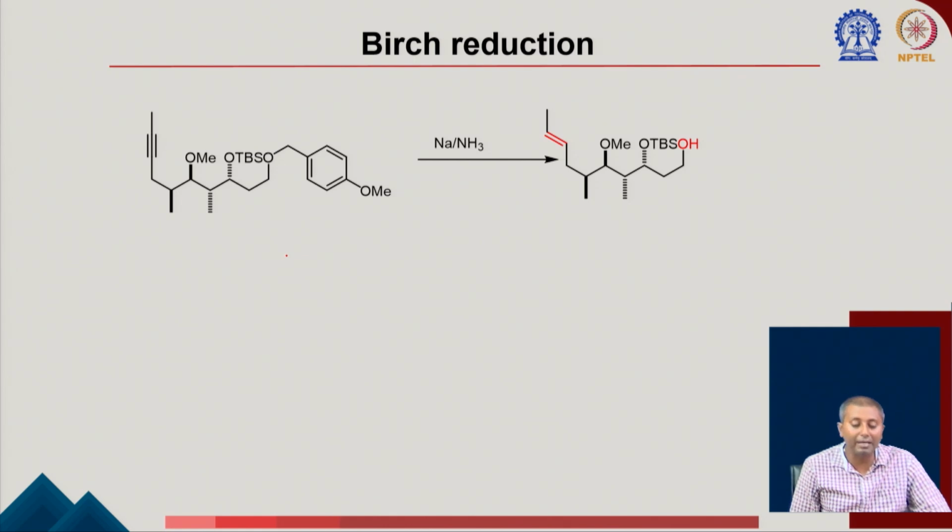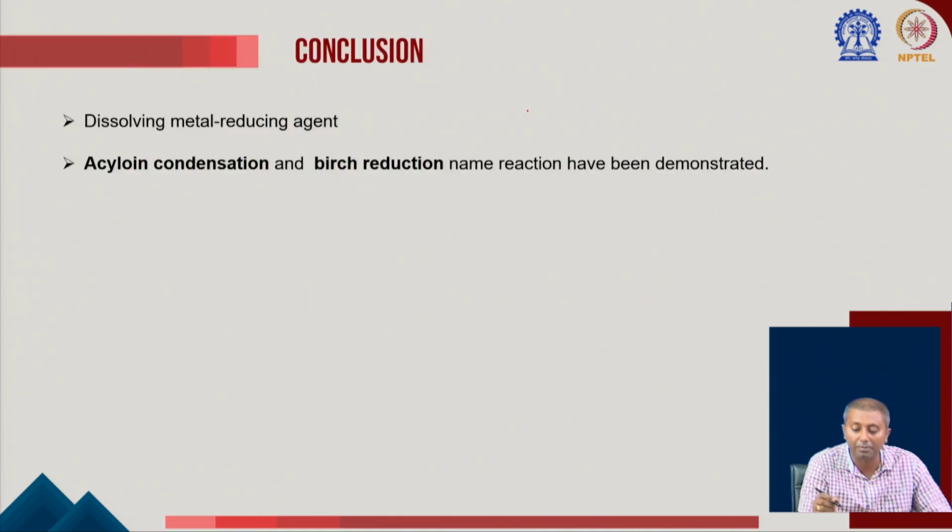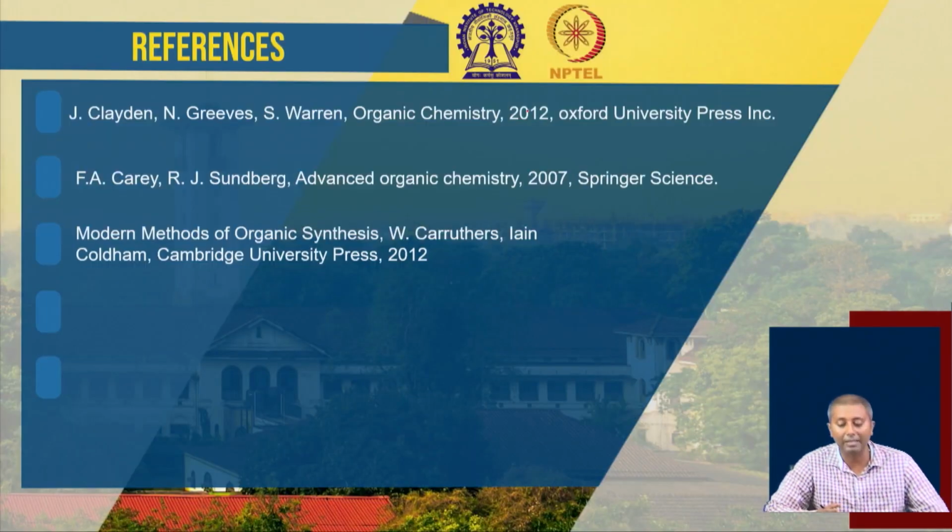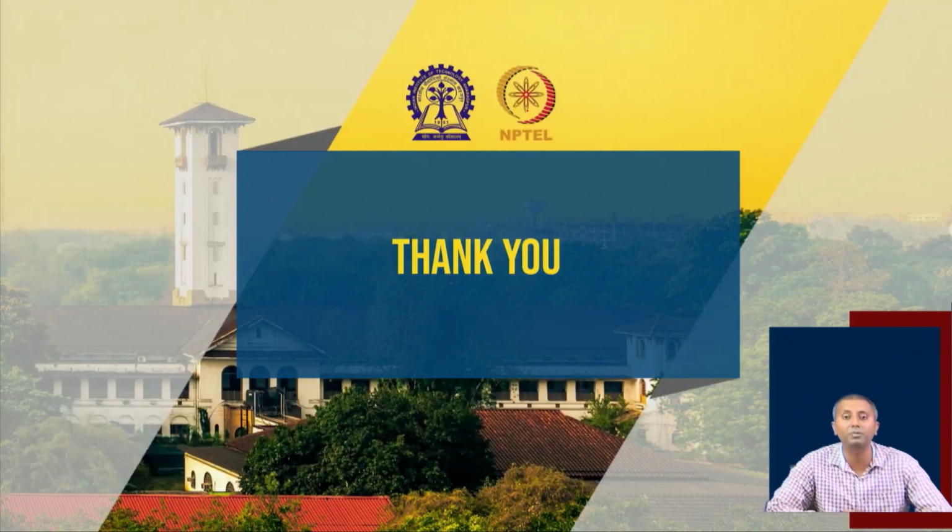Here is an example. Here you can see this alkyne is getting reduced to form the corresponding trans olefin. So in this part I talked about the dissolving metal reducing agents. You have learned some of the single electron reductions. I talked about the acyloin condensation, the Birch reaction, and then of course the reduction of the alkyne to the corresponding trans olefin. I think these are the books you can follow for this part. And again, thank you so much for coming to the class, and I am going to see you guys in the next class. Thank you.